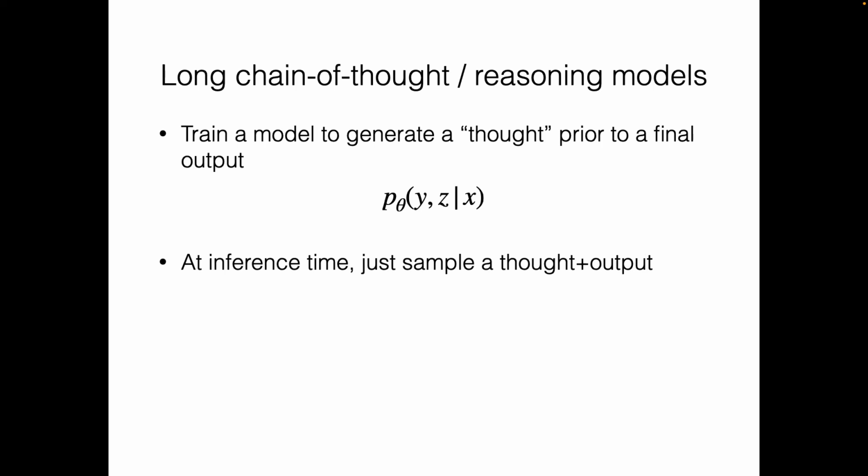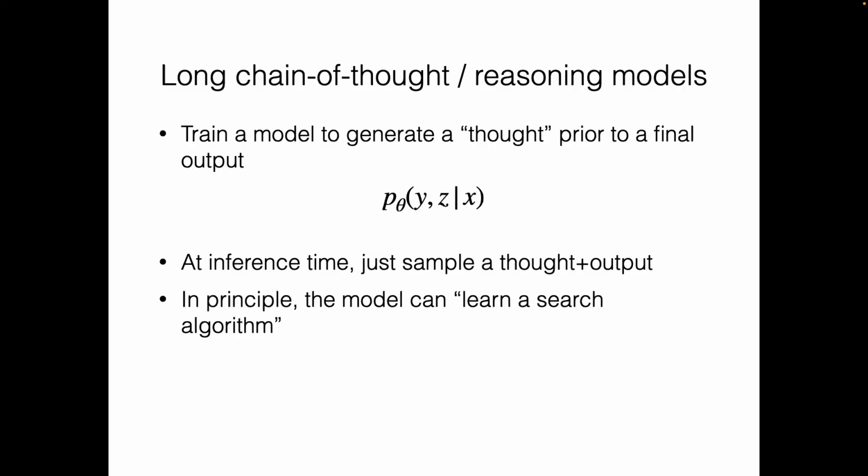Here we want to train the model to generate a thought. And at inference time, you could even use just a really simple, single sample from the model. But in principle, the model can basically learn whatever it wants in order to get a correct final answer at the end. It could even learn different search algorithms, like trying different alternatives. It could even learn how to do self-refinement, at least in principle.